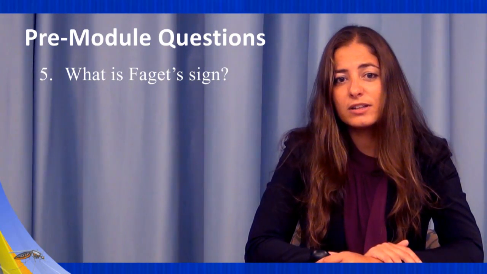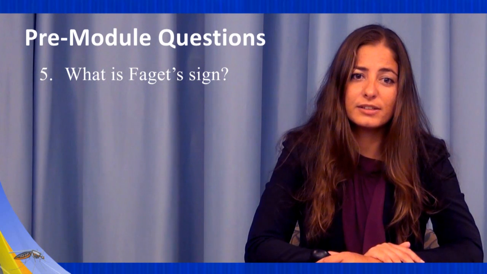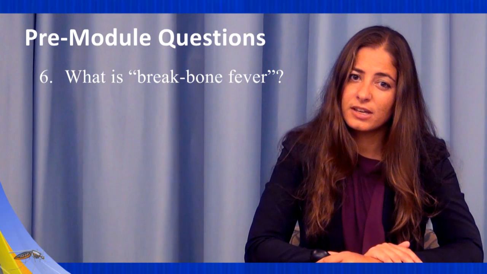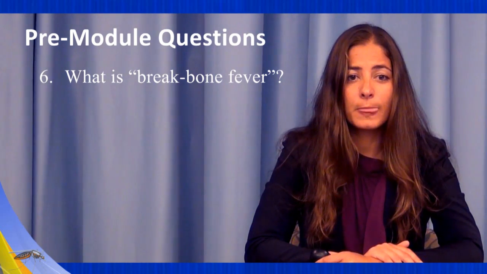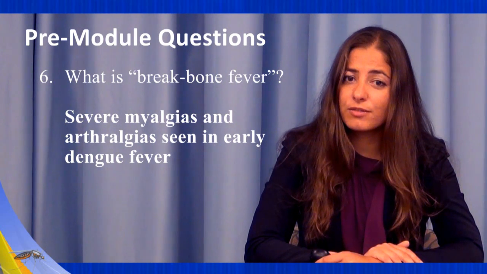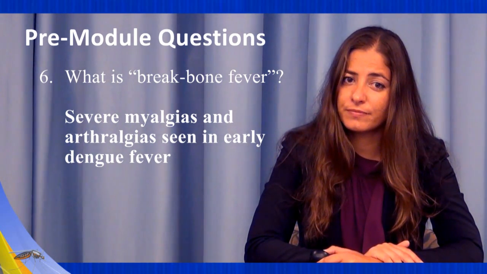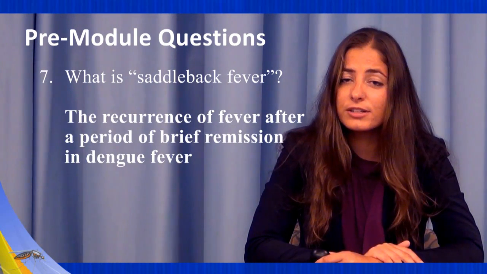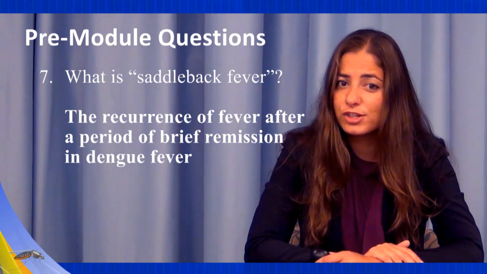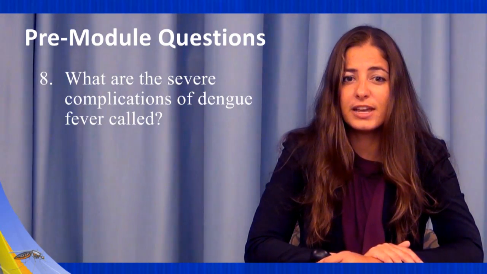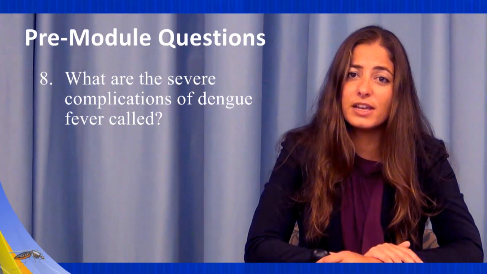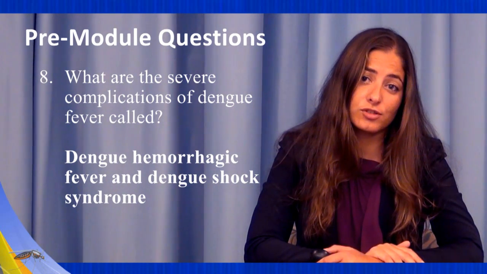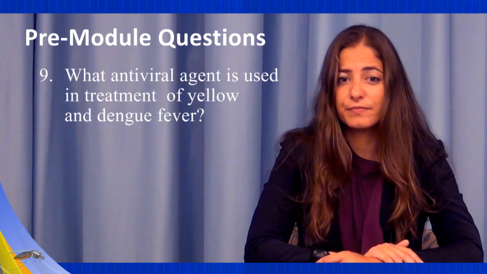Question 5. What is "Faget's sign"? The answer, pulse temperature dissociation in yellow fever. Question 6. What is "breakbone fever"? The answer is severe myalgias and arthralgias seen in early dengue fever. Question 7. What is "saddleback fever"? And the answer is the recurrence of fever after a period of brief remission in dengue fever. Question 8. What are the severe complications of dengue fever called? Dengue hemorrhagic fever and dengue shock syndrome are the severe complications of dengue fever.